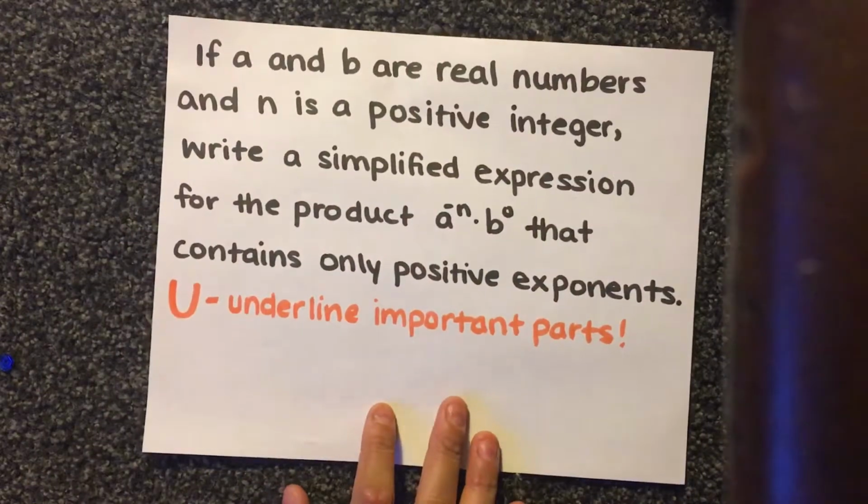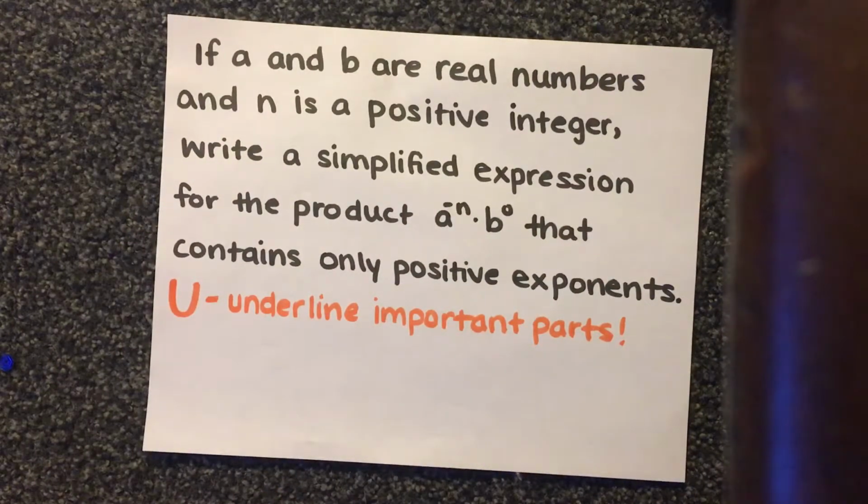Step 2 is U. Underline important parts. We want to navigate through any of the possible fluff of the problem and underline words or expressions that will be critical in solving the problem. So if a and b are real numbers and n is a positive integer, that seems important. N is a positive integer.